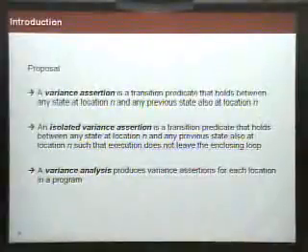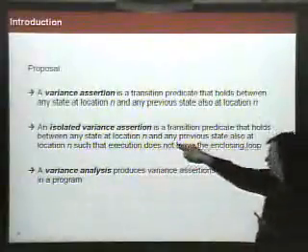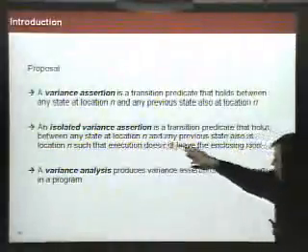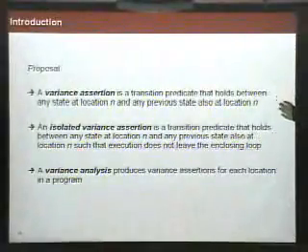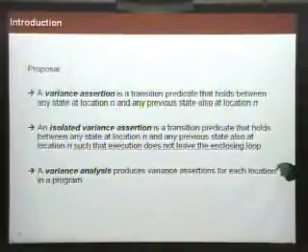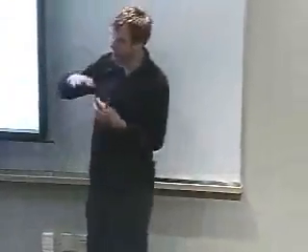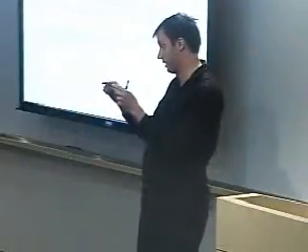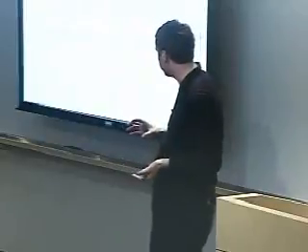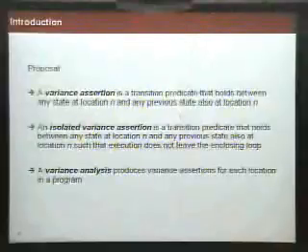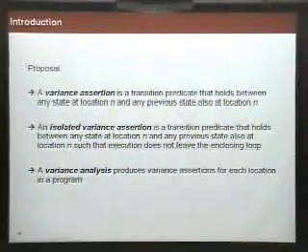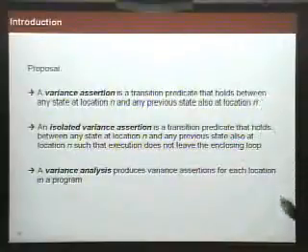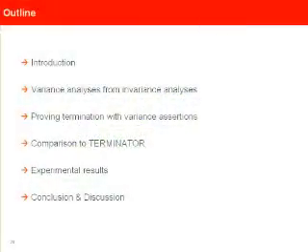As a special case, we'll have something called an isolated variance assertion, which is the same as before, but the execution from the first to the second state doesn't leave the enclosing loop. So if you have some line at location n, the execution from the first to the second state doesn't exit the loop that it's enclosed in. And then we'll talk about variance analyses, which produce the strongest possible variance assertions given some abstract domain. That's the subject of this talk.